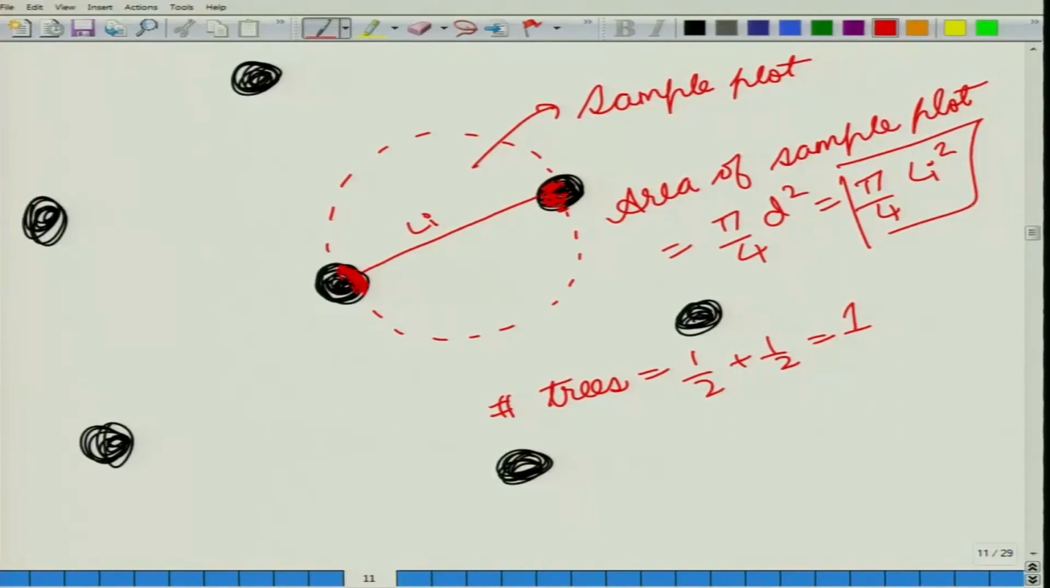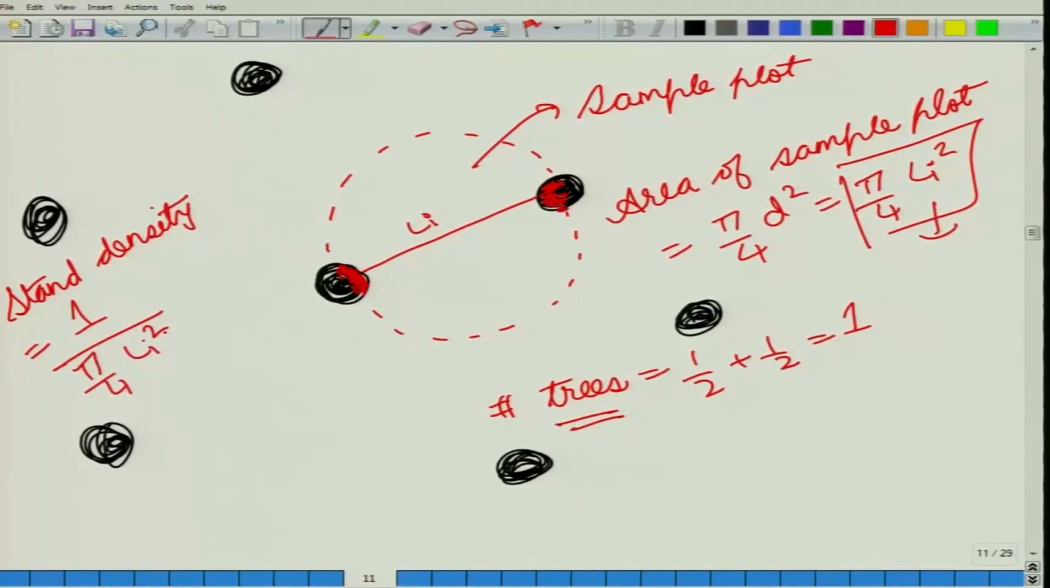So, what is the stand density? The stand density is given by the number of trees, that is 1, divided by the area of the sample plot, which is pi by 4 Li square. Now, if we have Li in meters, then this area is in square meters. We represent our stand density in terms of hectares, and 1 hectare is equal to 10,000 square meters. So this much is the stand density per square meter, and the unit will be 1 by meter square.